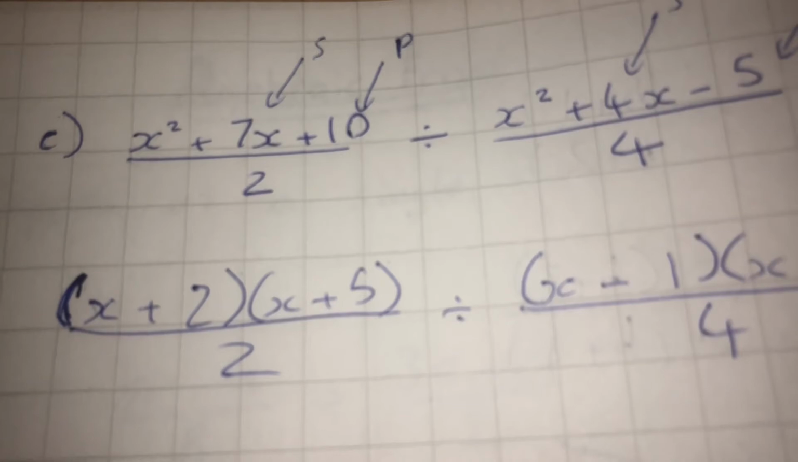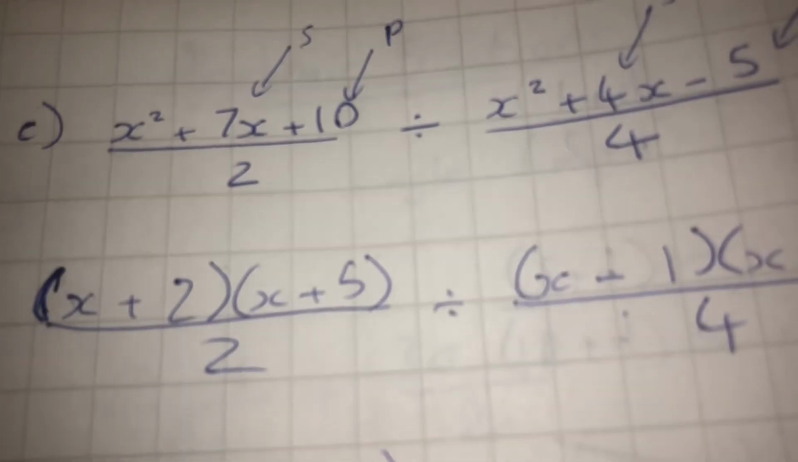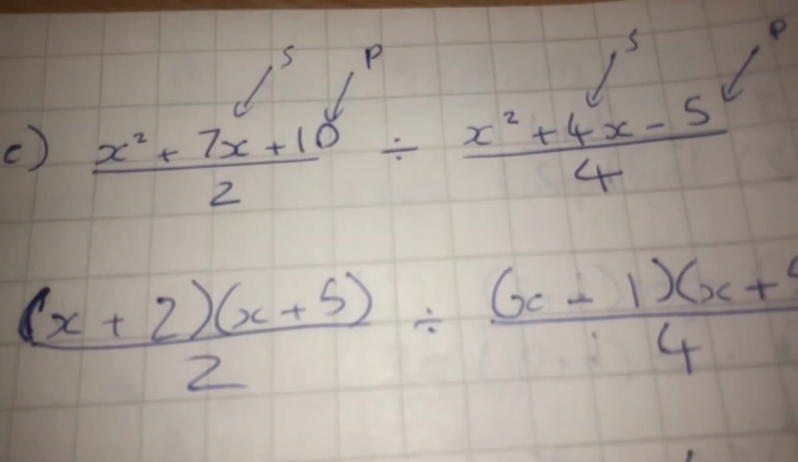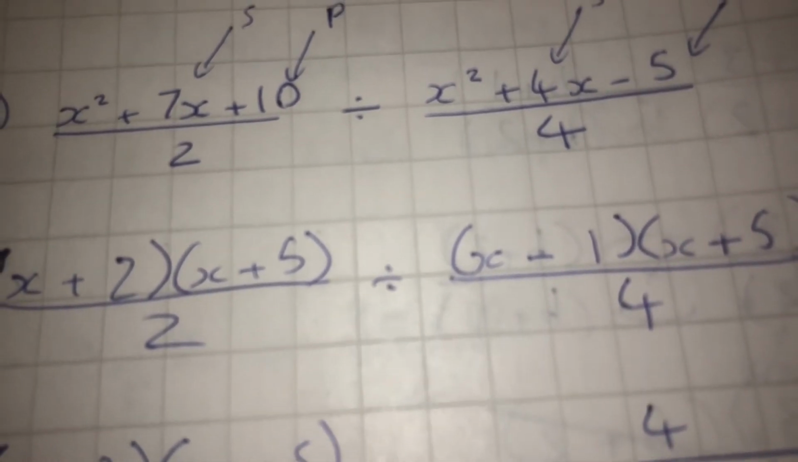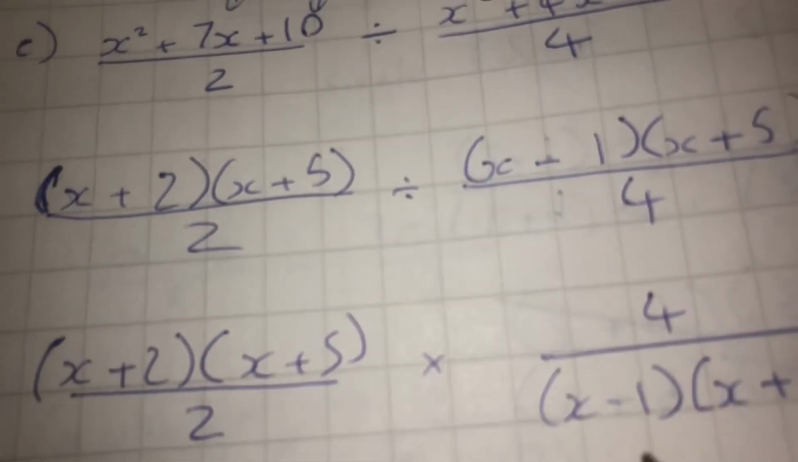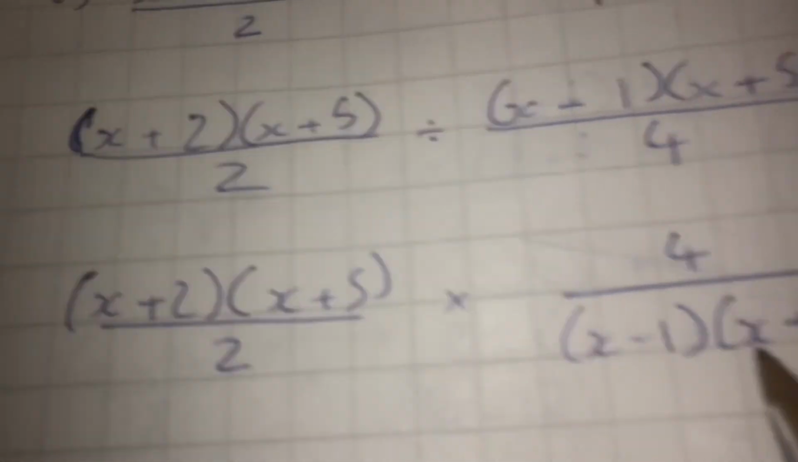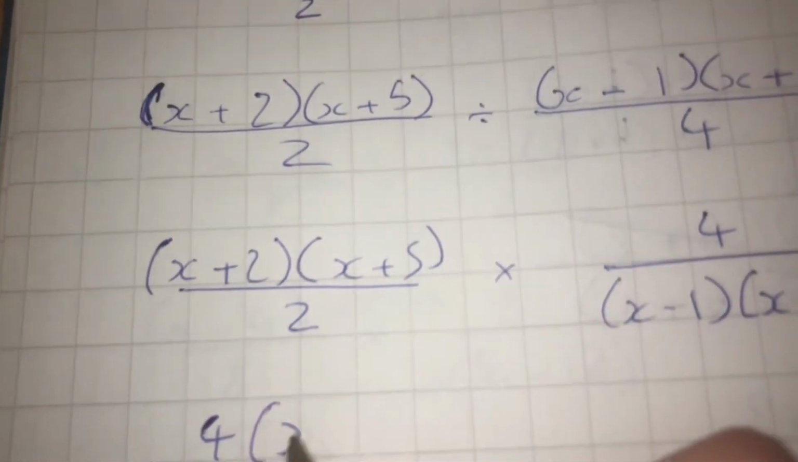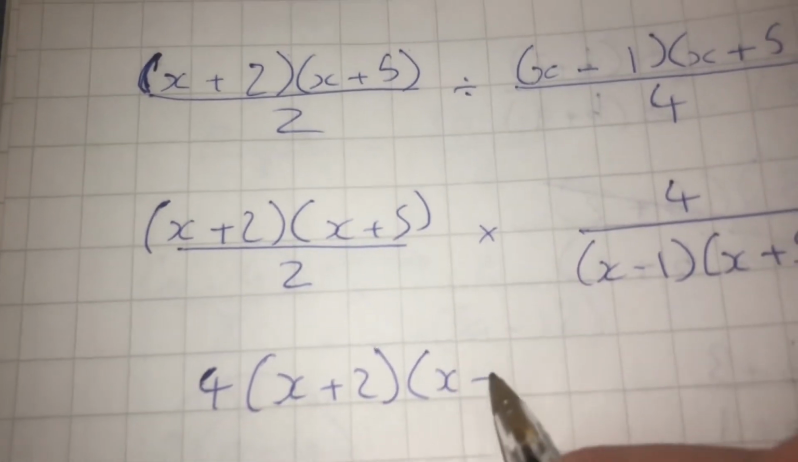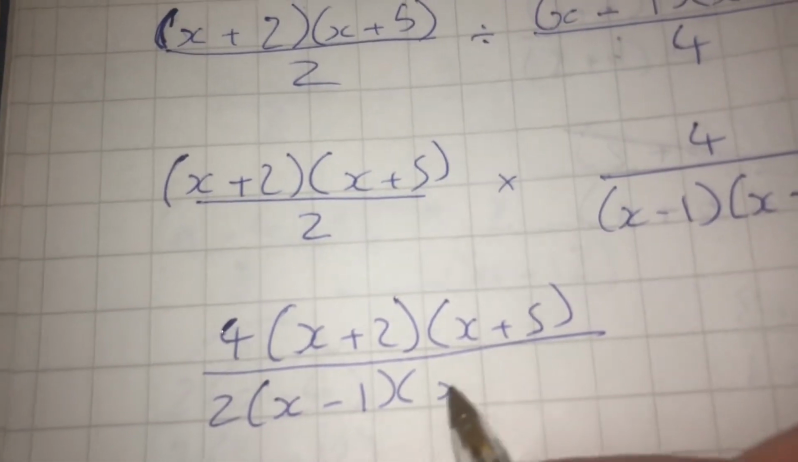So, if I now keep, flip, change, I've got x plus 2 times x plus 5 all over 2, and flipping the second fraction, this becomes x minus 1 over x plus 5, and this is now multiply. Also the 4 and the 2 I can cancel down, which I'll do in a wee second. Because I've got an x plus 5 both top and bottom of the fraction, I can rewrite it like I did earlier to make it easier to visualize. On the top I would have 4 times x plus 2 times x plus 5 all over 2 times x minus 1 times x plus 5.